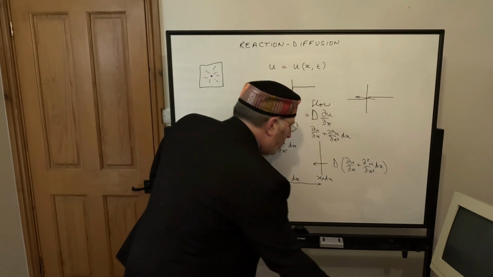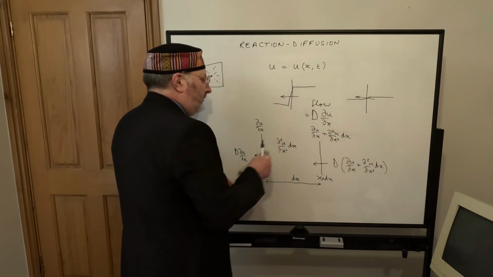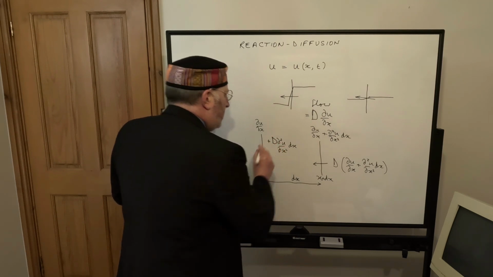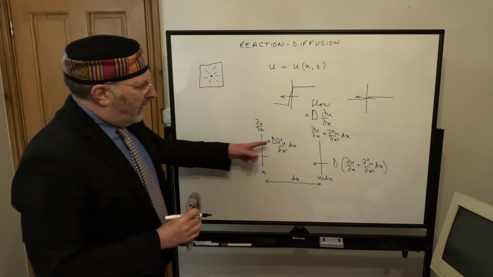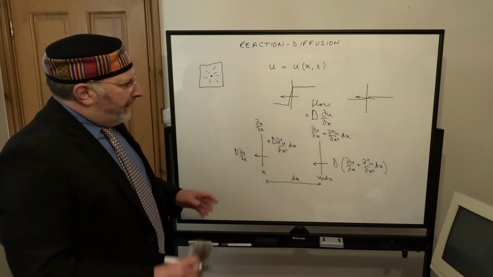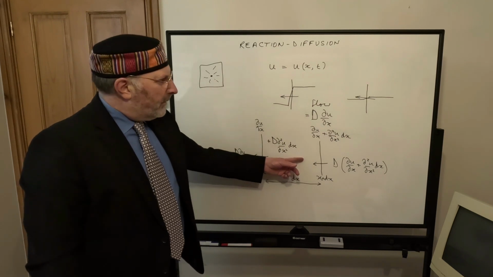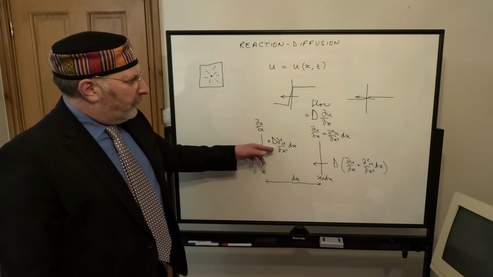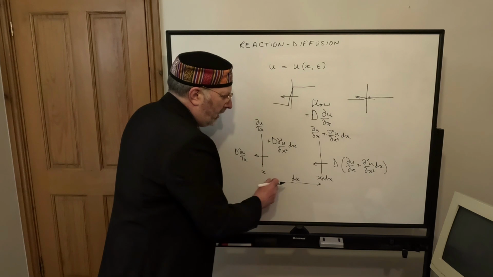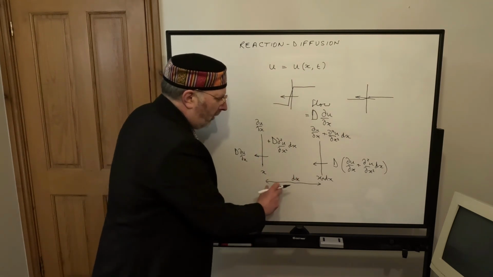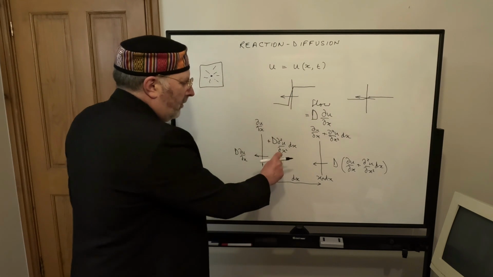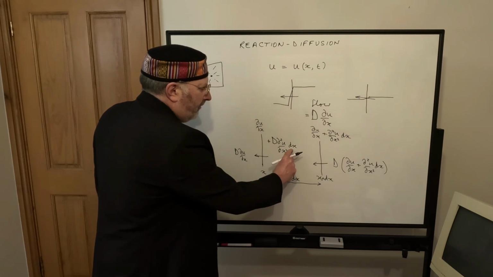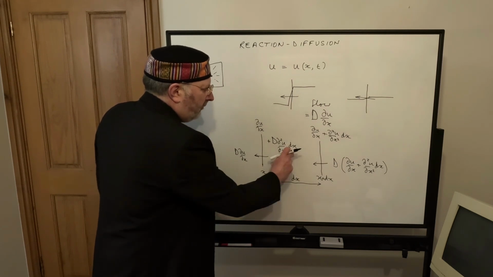Oh, and I've forgotten the diffusion constant, which should also be in front. So plus d times d2u by dx squared times dx. Now that's the amount flowing in, but we're interested in the change in the concentration, which is the amount per, if it were a beaker, per unit volume, but here per unit length. So to get the change in the concentration, we're going to divide by the length of this, which is dx.